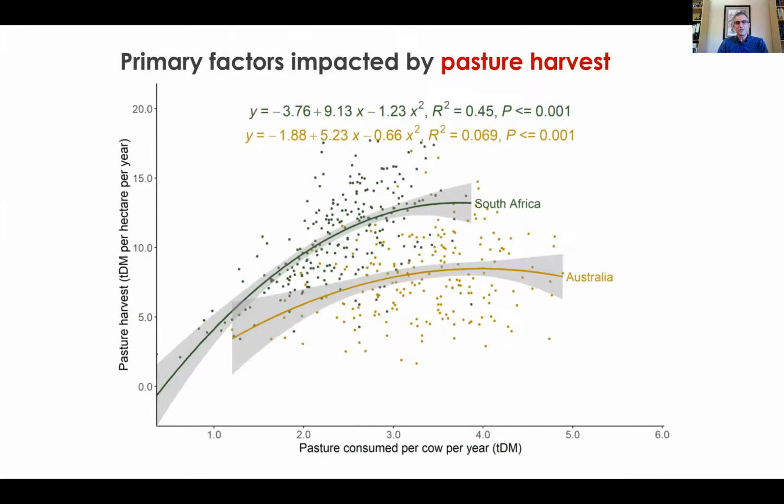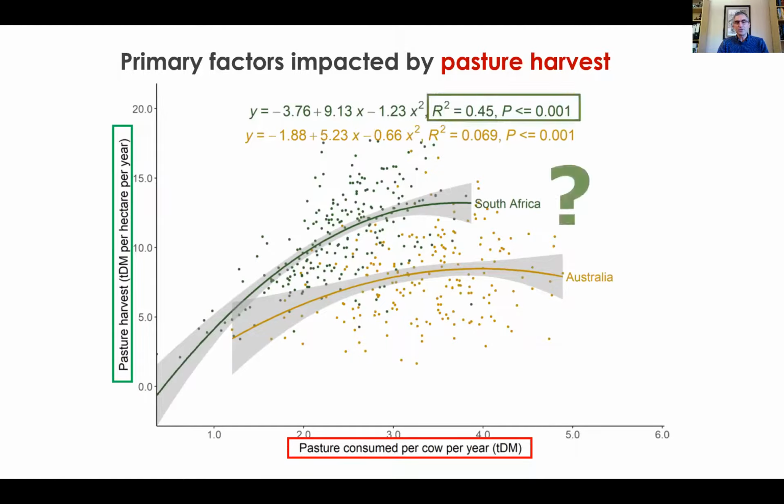This graph outlines the impact of pasture consumed per cow on pasture harvest. The two trends are relatively similar, with increasing pasture consumption per cow contributing to an increase in pasture harvest. The relationship in the South African data set has pasture consumed per cow explaining a much larger proportion of the variance in pasture harvest, which may be worthy of further investigation.